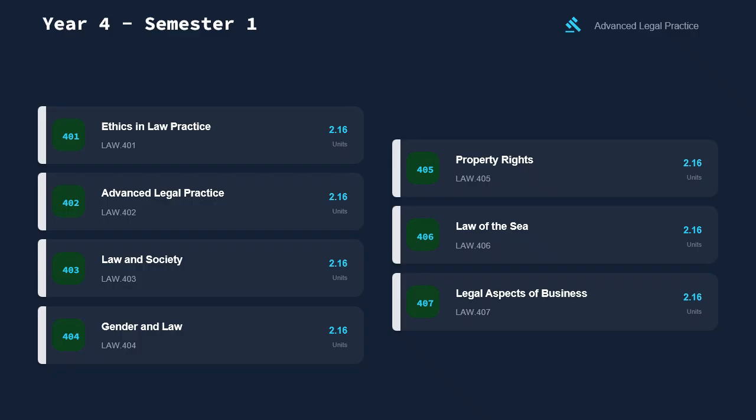Real-life example: in pharmaceutical MDLs, thousands of plaintiffs allege harm from a drug. Lawyers must coordinate discovery, bellwether trials, and settlement negotiations while managing client expectations and ethical obligations. Practical application: lawyers develop case management plans, lead or participate in steering committees, and communicate with large client groups. Students practice drafting class certification motions and analyzing MDL procedures. They learn to manage scale and complexity.